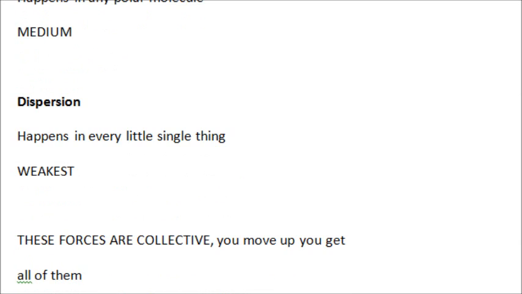And now we have dispersion forces. This happens in every single thing. No matter what, every compound has a dispersion force in it. It happens in everything. NaCl, got it. H2O, got it. CO2, got it. Everything has it. And this is the weakest.